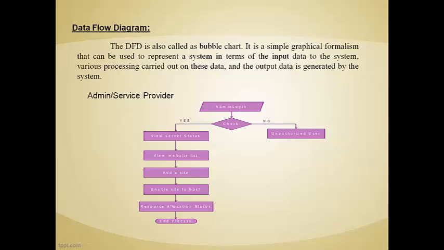Now, data flow diagram. The DFD is also called a bubble chart. It is a simple graphical formalism that can be used to represent a system in terms of the input data to the system, various processing carried out on this data, and the output data generated by the system. And this flow chart is for the admin. The admin will log in, and the username and password will be checked. If correct, then he will be redirected to view server status, view website list, add a site, enable site to host, and resource allocation status.